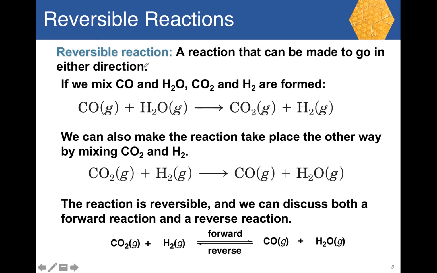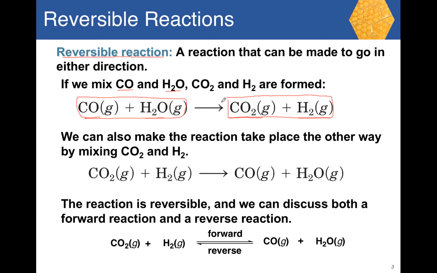Let us first look at reversible reactions. So let's make sure we understand this concept of reversible reactions, and then we'll look at equilibrium. So let's look at this reaction, for example. If we mix carbon monoxide and H2O, here it is, carbon monoxide in the gaseous phase and H2O in the gaseous phase, a reaction occurs. It will produce carbon dioxide and hydrogen. So these are the reactants here, and here are the products.